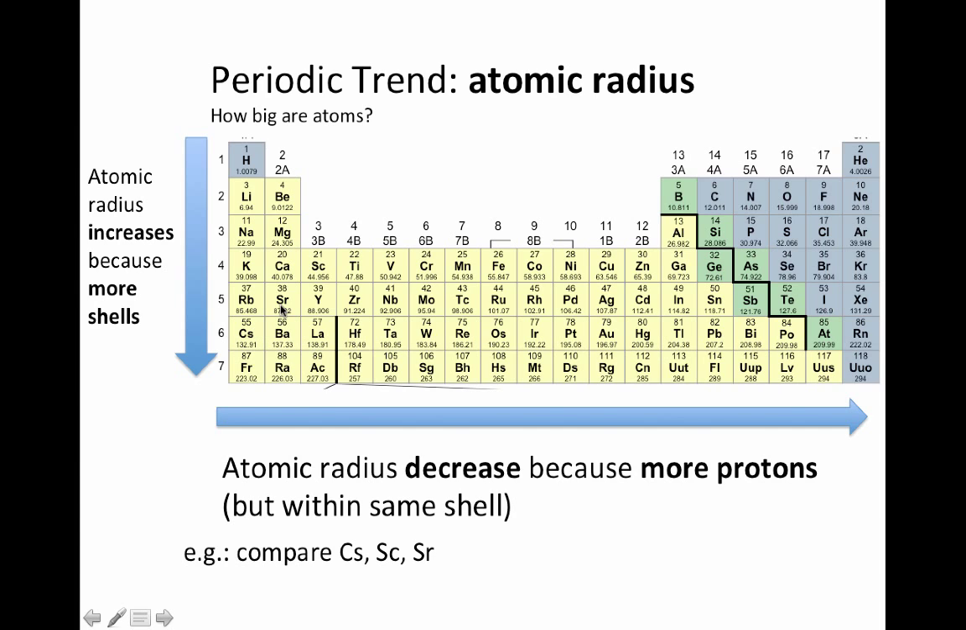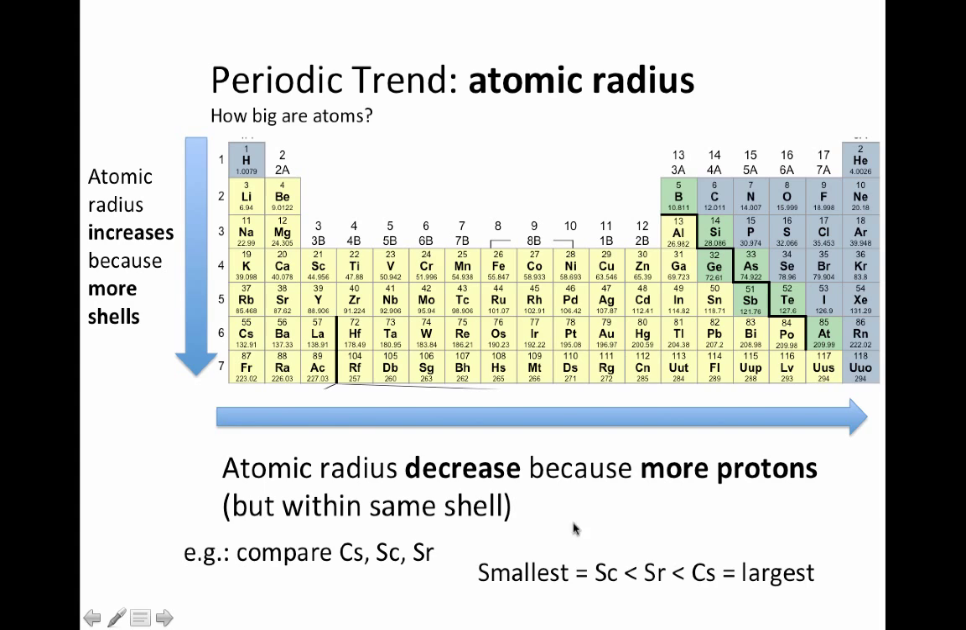Strontium is going to be smaller because it's up and to the right, and scandium is going to be even smaller because it's further up and further to the right. So the smallest of all will be scandium, then strontium, and then cesium. So smallest is scandium, middle strontium, largest is cesium.